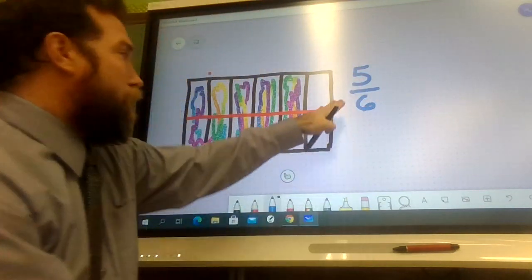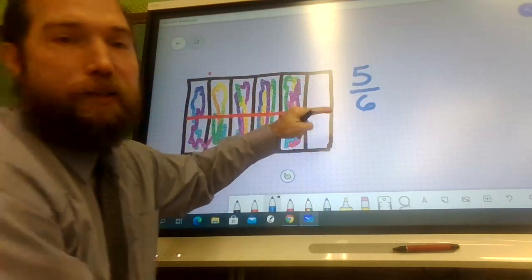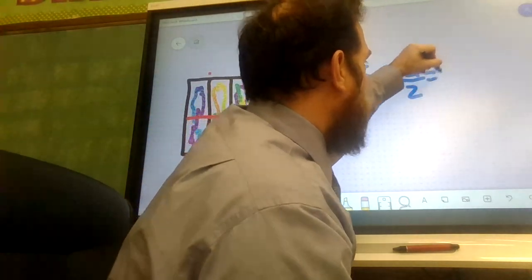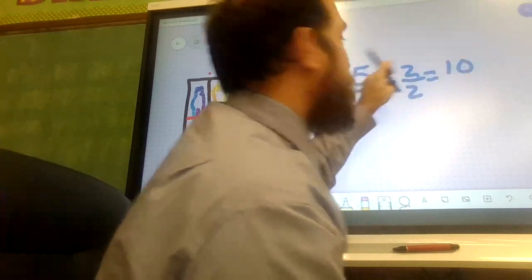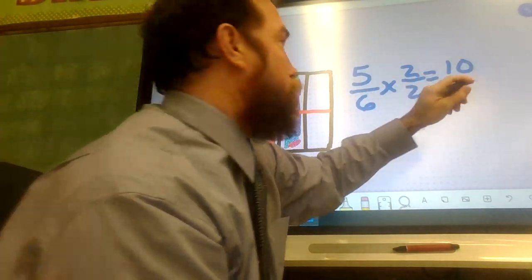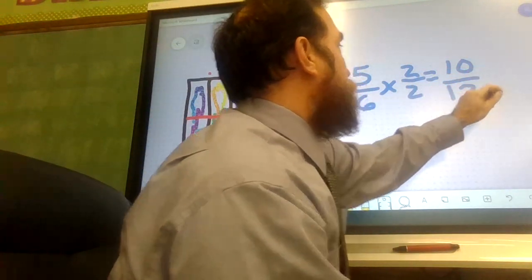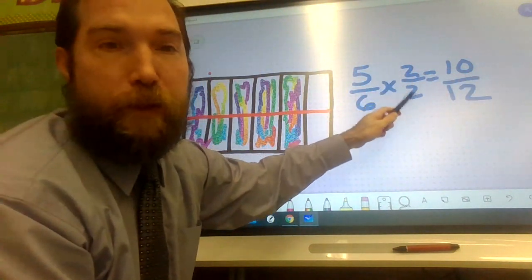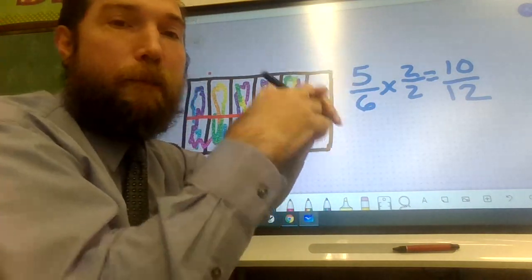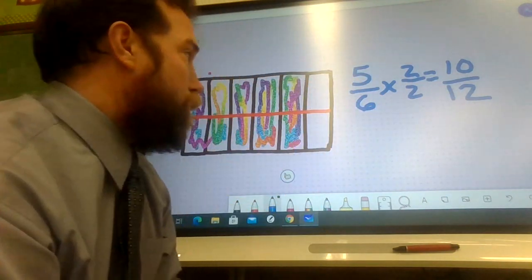How did we chop it up? We cut each box into 2 smaller boxes. And we ended up at 5 times 2 makes 10, top times top. 6 times 2 makes 12. You notice that in both of those, the other one was 4/4 in the middle, and this is 2/2 in the middle. As long as I have the same number on the top and the bottom, that's how I'm changing my fraction.